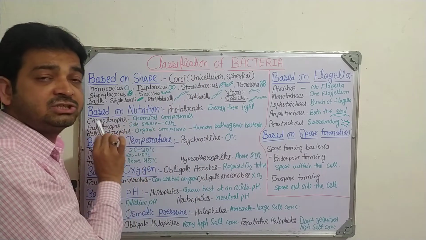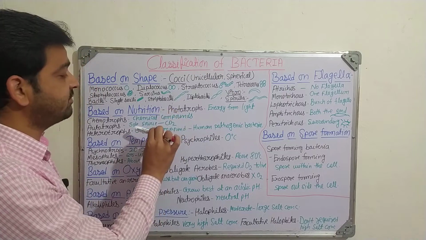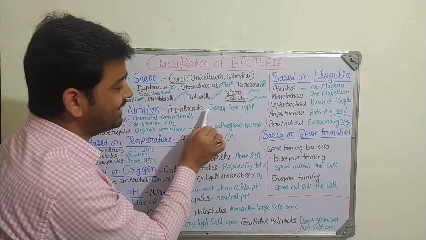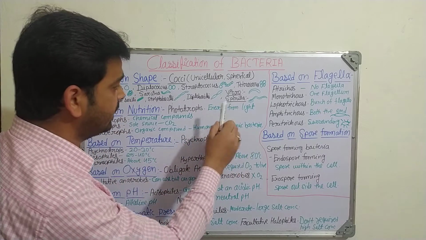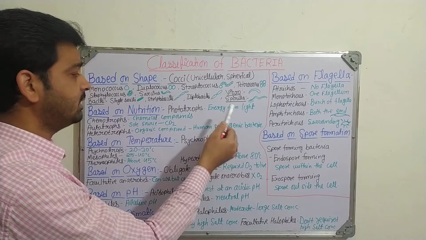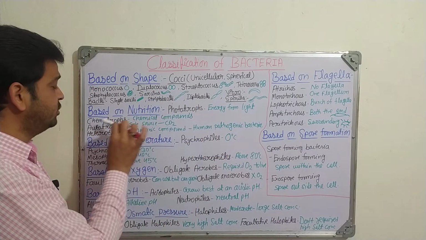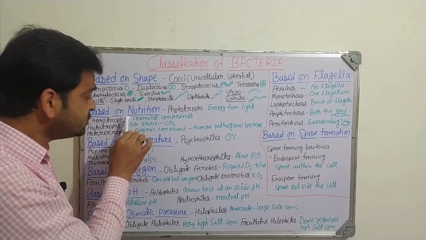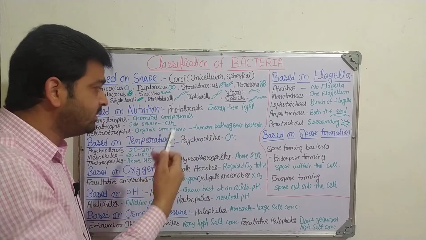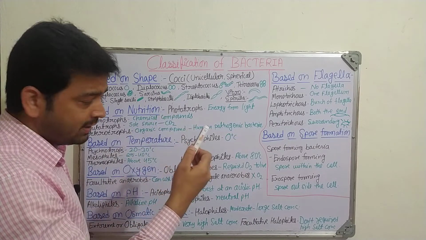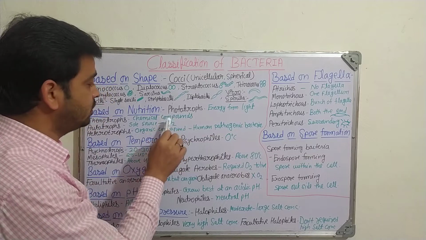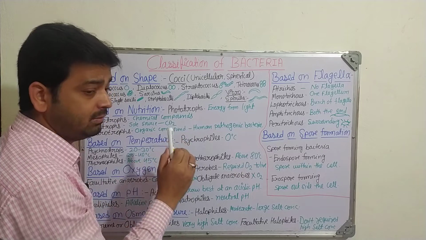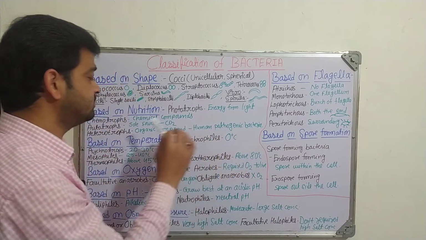Second mode of classification is based on the nutrition. We can categorize them into four types. Phototropes gain energy from light, sunlight or some other light, and from there they have their energy and metabolism. Chemotropes get the energy from chemical compounds. Autotropes, auto means by their own they make the food, using CO2, carbon dioxide. Heterotropes consume organic compounds and depend on others, like human pathogenic bacteria, which come under this category.